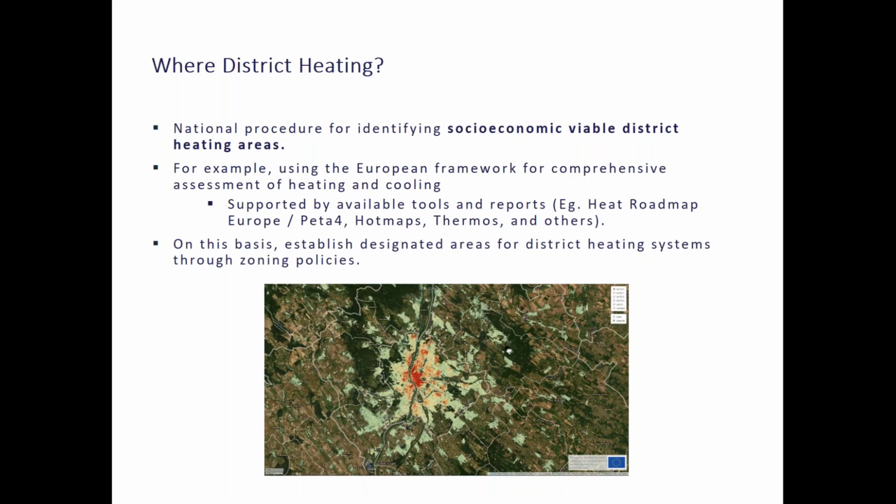And luckily we have some tools and reports and a lot of knowledge to support this process. For example, for European countries, we have the European Framework for Comprehensive Assessment of Heating and Cooling, so that could be one context to do it. And we also have a lot of tools being developed to support these analyses. Based on these types of analyses, you can implement zoning policies where specific urban areas are pointed out as areas for district heating where it is, we say, economically viable.